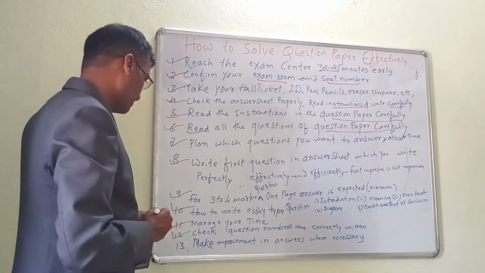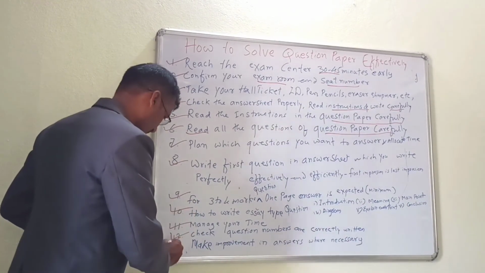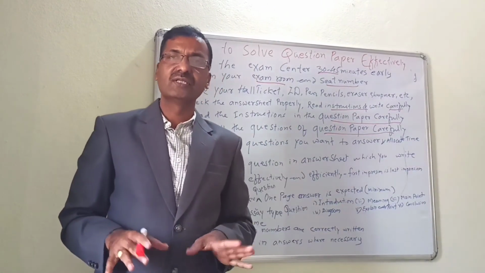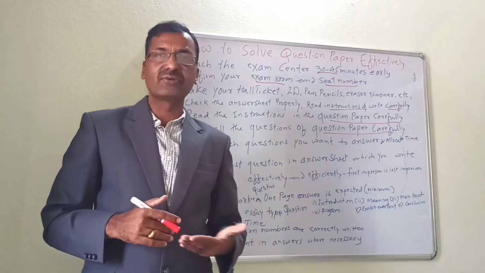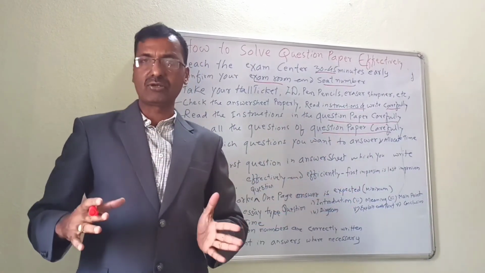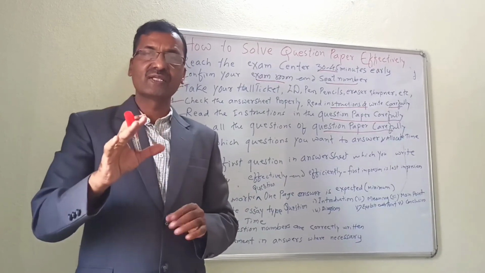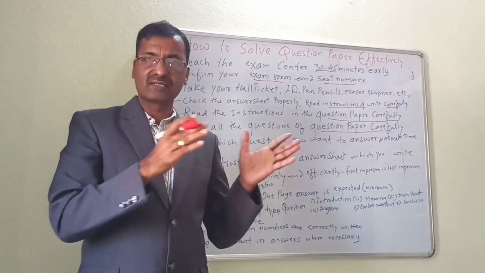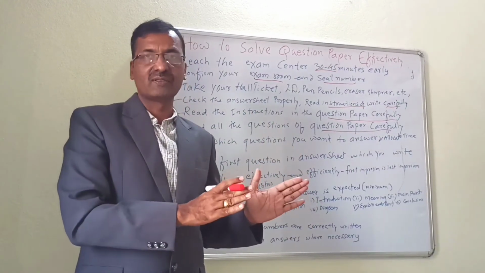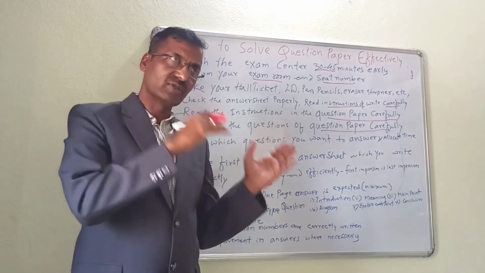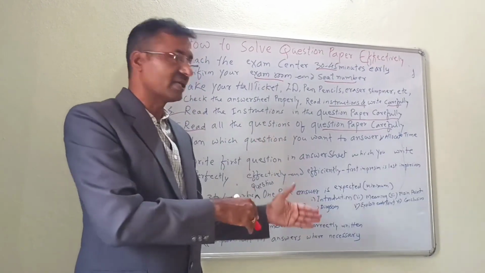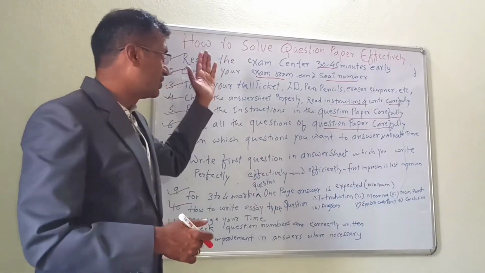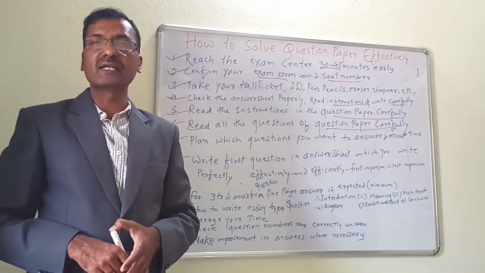And last, make improvement in the answer whenever necessary. After completion of all your questions, you have to again go for each and every question whether you have put properly or not. And after that, if any questions you have left without completing because of lack of time or you are not remembering certain things, so if time permits, at the end you can try to write that or complete that particular question. So these are the 13 points which will help you to get good number of marks.